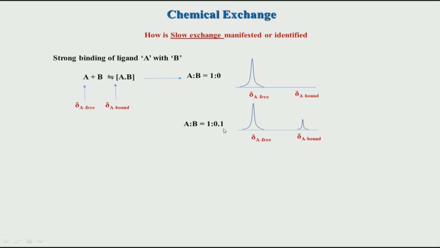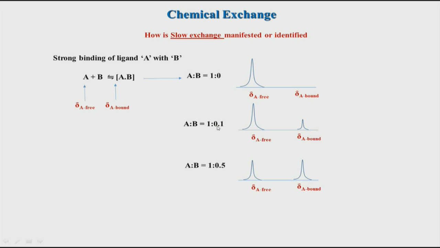Because right now we have added only 0.1, the B population is very low. So, the complex is also less, and that complex shows a peak somewhere away from here, and that peak will appear with a very low intensity, but it will be a new peak, and that peak will not be present in the first spectrum. So, by looking at the appearance of a new peak away from the old peak, one can tentatively say that this is the bound form and this is the unbound free form.